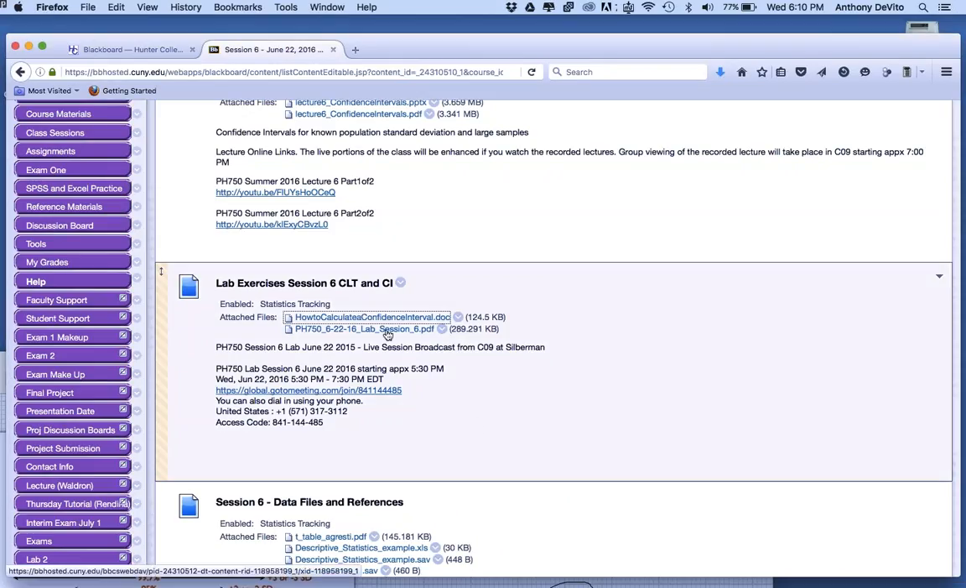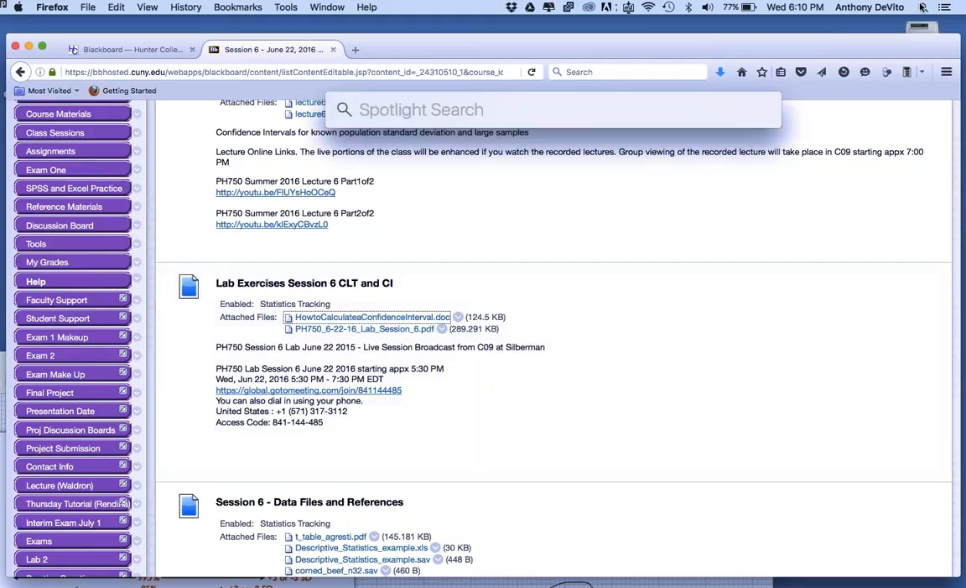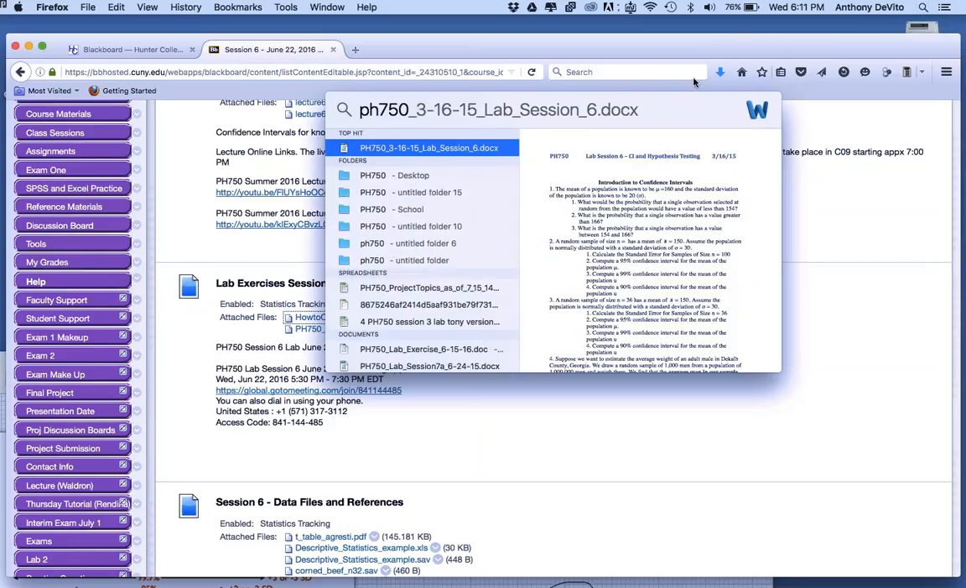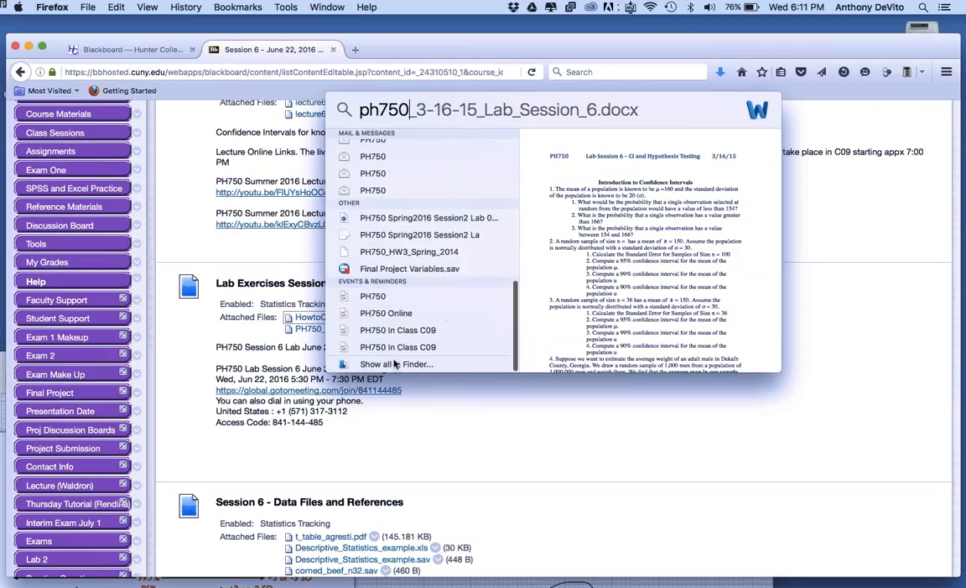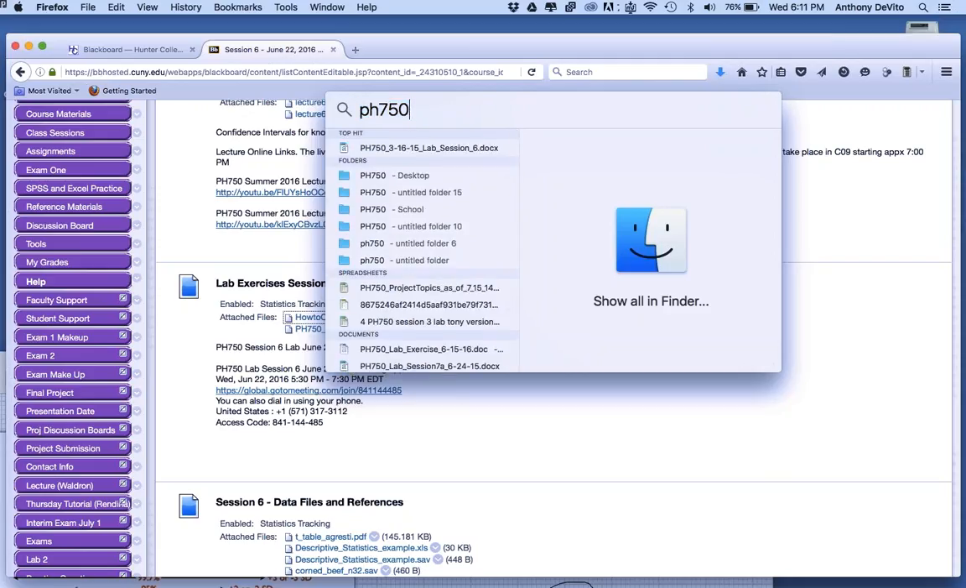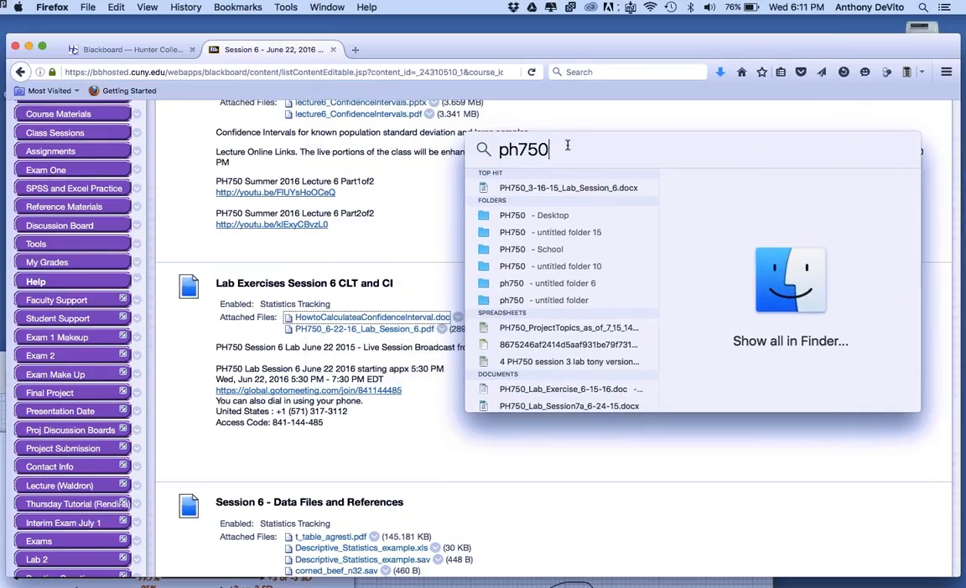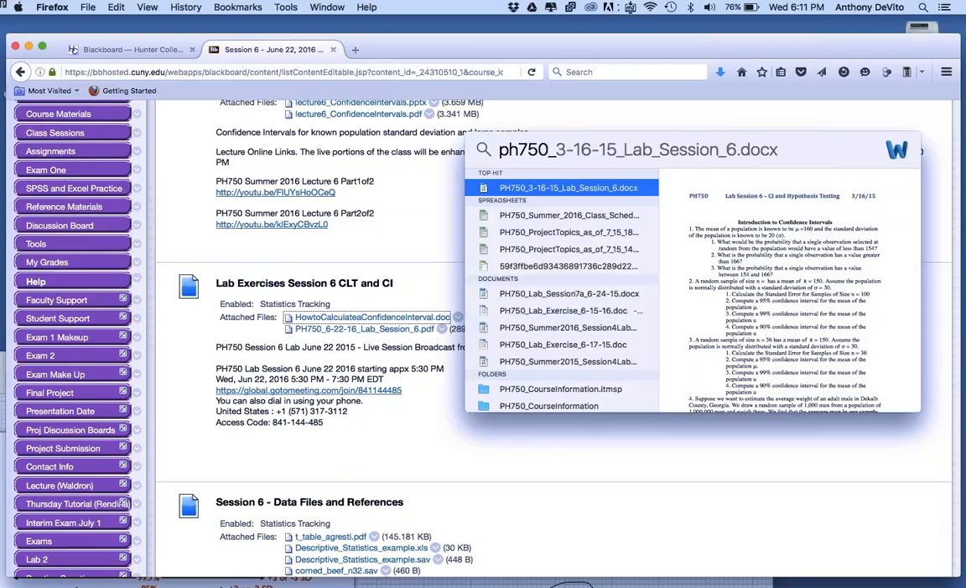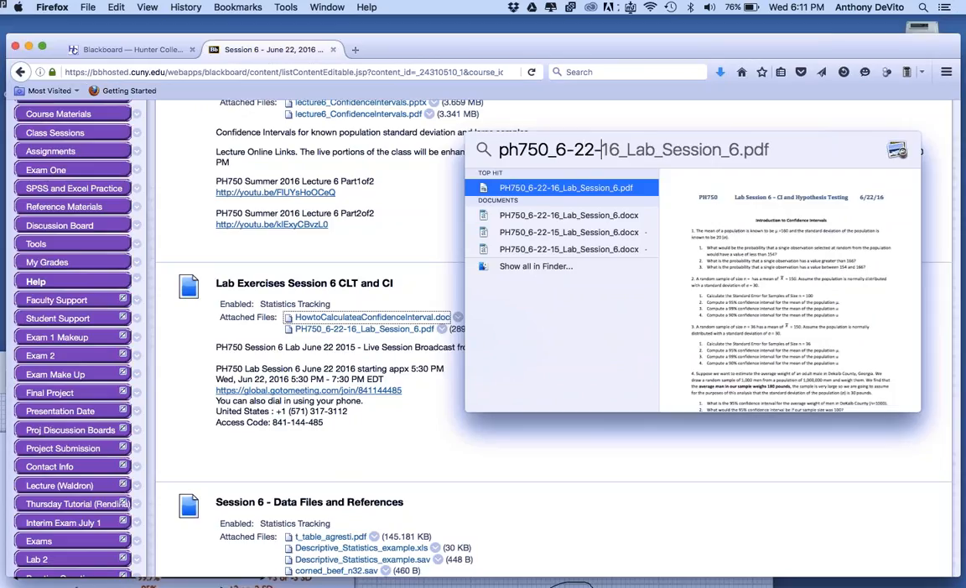The one I want to open now and actually work with a little bit is this PDF file. And in fact, I think I got a Word version of it. I'm sorry I didn't post the Word version of it. PH750. Yep, that's it, I think. No, that's 15, but 16. PH750. Let me see all of them. Underscore 6 dash 22 dash 16.